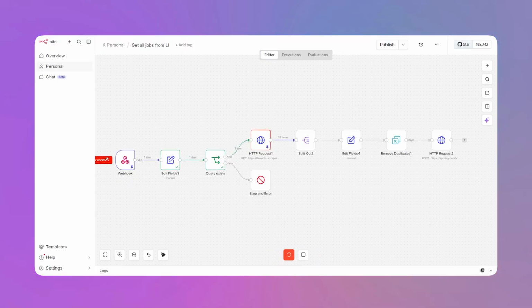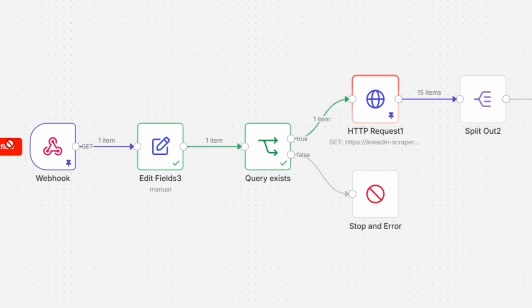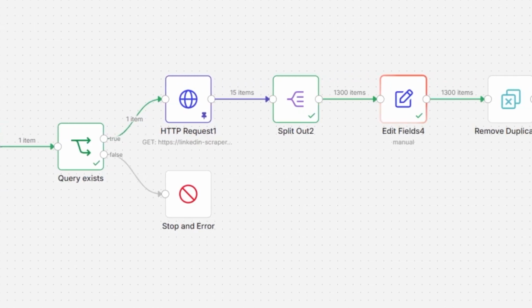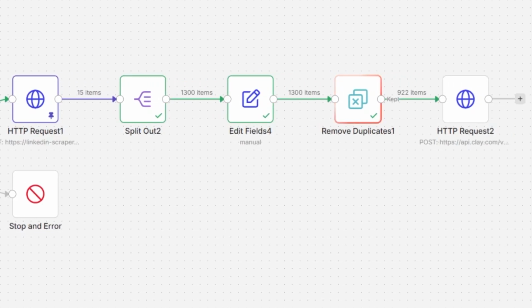This is not a theory. I'm going to show you every single node, what it does and why. Here's the entire workflow. 9 nodes, 1 straight line. A webhook receives the trigger, we validate the keyword, hit LinkedIn, split out the jobs, clean the data, remove duplicates, and fire everything into Clay. Let's go node by node. I'll explain what each one actually does.